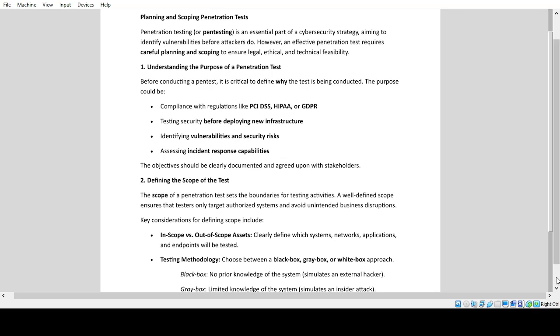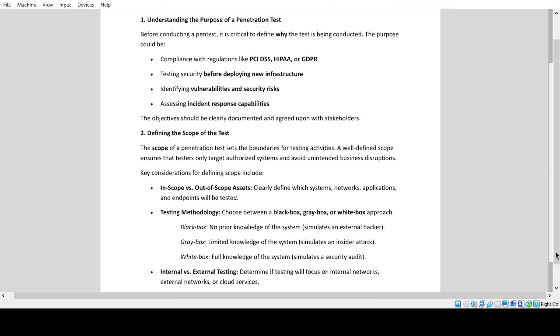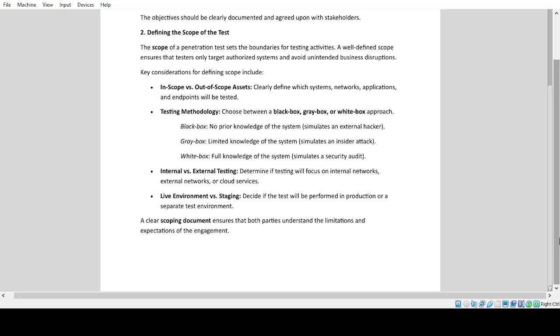2. Defining the scope of the test. The scope of a penetration test sets the boundaries for testing activities. A well-defined scope ensures that testers only target authorized systems and avoid unintended business disruptions. Key considerations for defining scope include in-scope versus out-of-scope assets. Clearly define which systems, networks, applications, and endpoints will be tested.